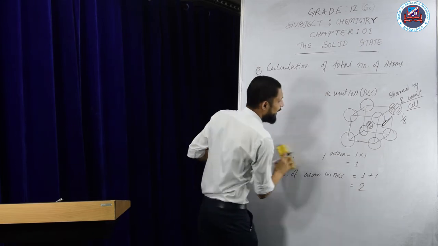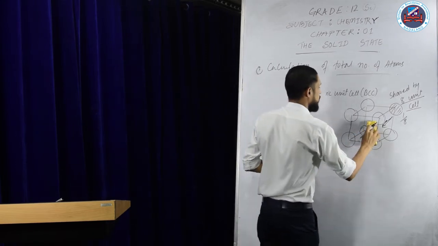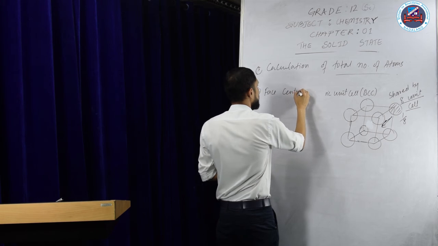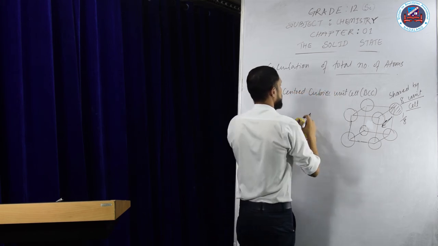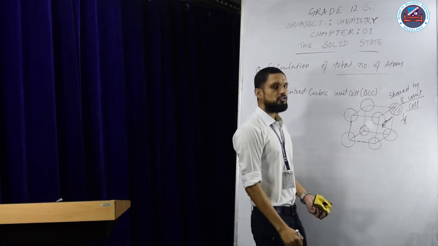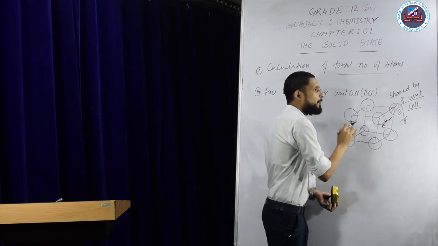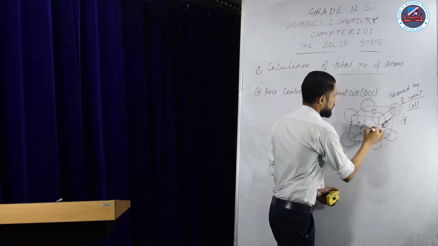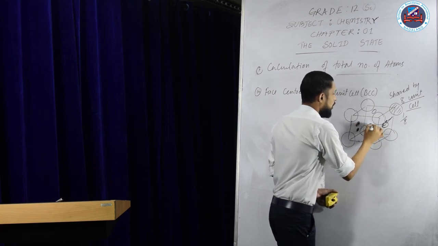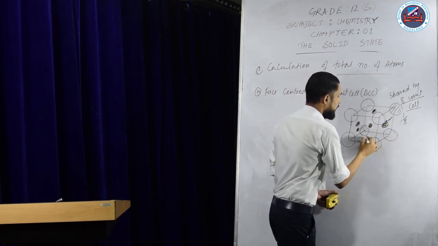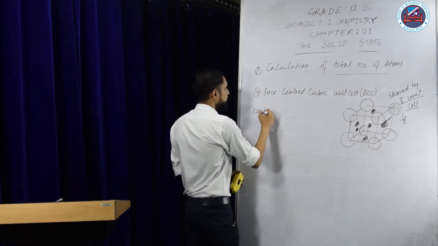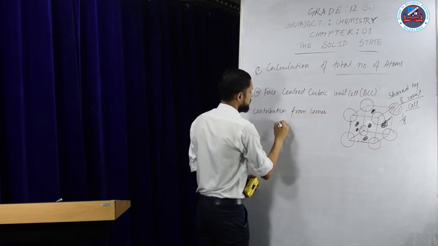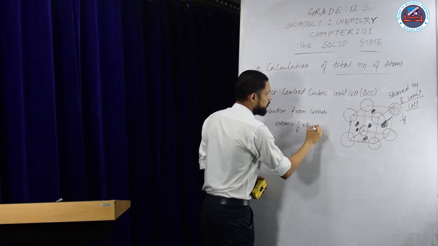Next is the face-centered cubic unit cell. Let us check the number of atoms in a face-centered cubic unit cell. In a face-centered cubic unit cell, the atoms will be present at the corner as well as the face. So you'll have 6 face atoms and 8 corner atoms. So the contribution from corner atoms is equal to 1 by 8 multiplied by 8, equal to 1.